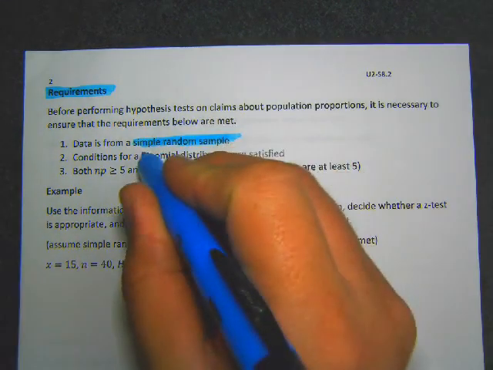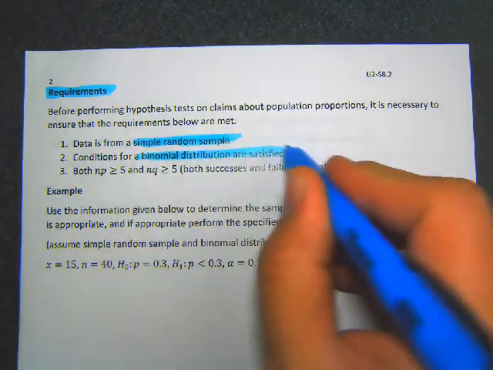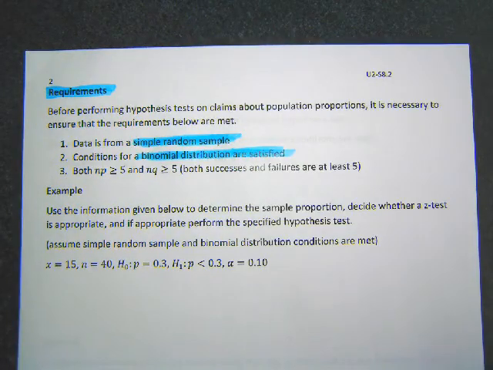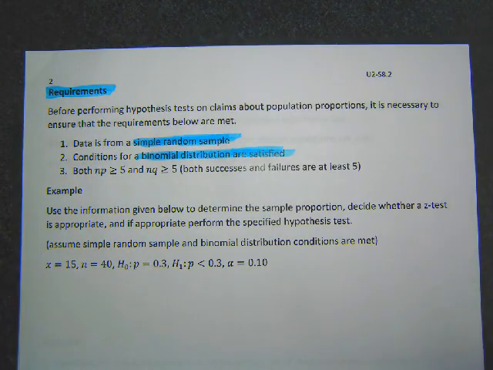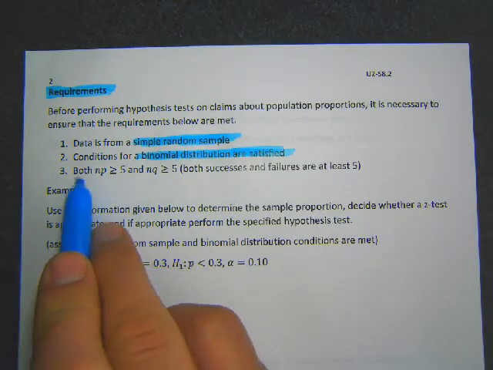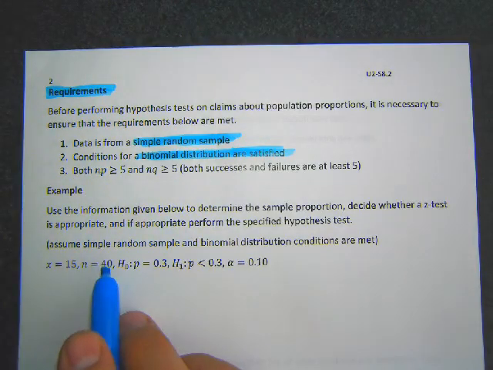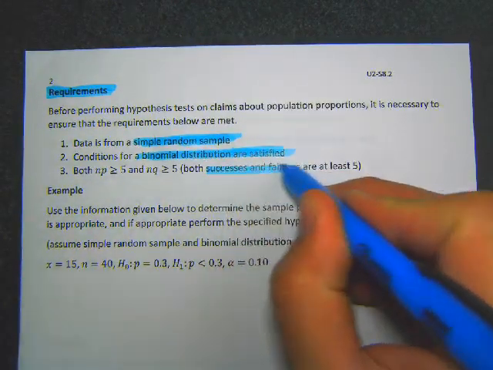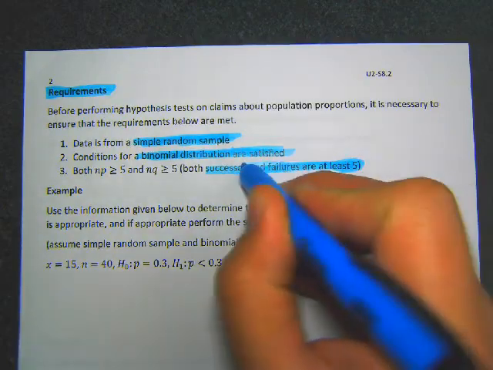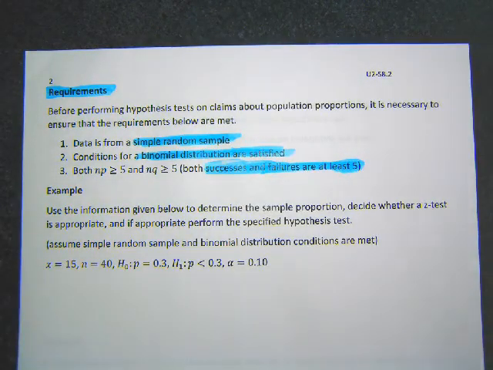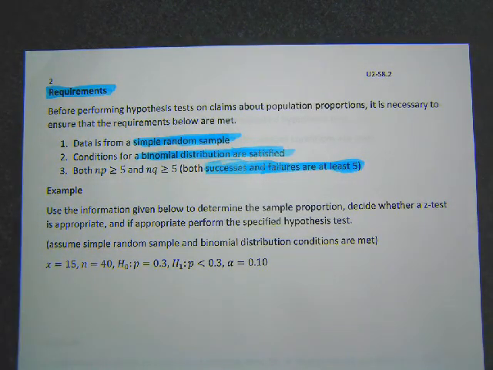It has to have a binomial distribution, with conditions where there's failure or success with only two options, the chances of each outcome are independent, stuff like that. And then both np and nq are greater than 5. That means that both the successes and the failures need to be at least 5. So if you don't have at least 5 successes and 5 failures, it really means your sample wasn't big enough, and you've got to go back and try again with a bigger sample size.